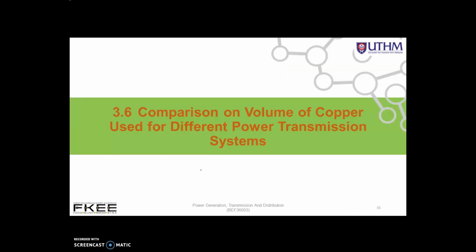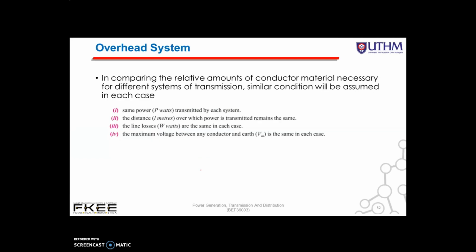Next, 3.6, comparison of volume of copper used for different power transmission systems. In comparing the relative amounts of conductor material necessary for different systems of transmission, similar conditions will be assumed in each case. The first is that the same power P watts is transmitted by each system. The second is that the distance L meters over which power is transmitted remains the same. Third, the line loss W watts is the same in each case. And finally, the maximum voltage between any conductor and earth, V maximum, is the same in each case. These are all the conditions that we have to assume.